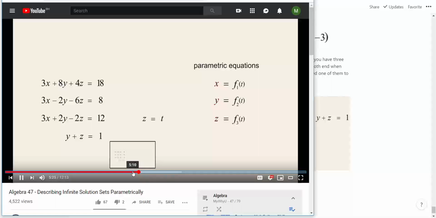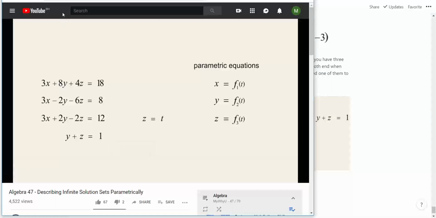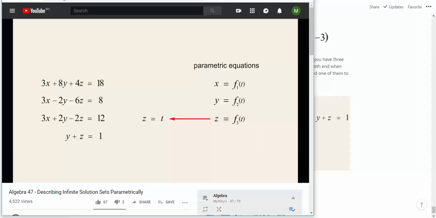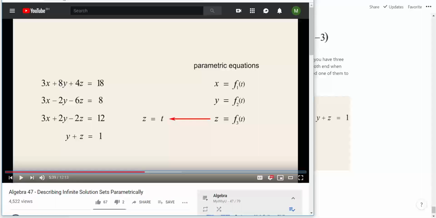Our first parametric equation, z equals t, equates z to a function of t, albeit a simple function. Since z is equal to t, we can substitute t for z in the other equations.